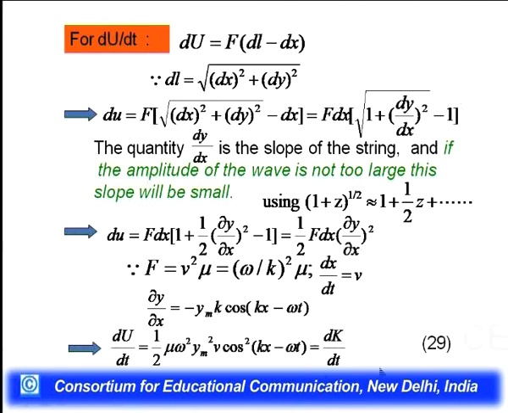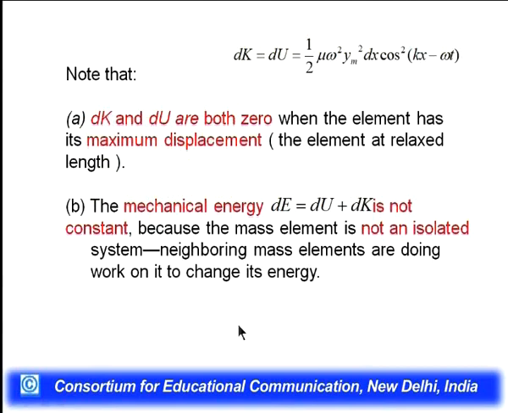This dU by dt, dK by dt is for the propagation of the wave. We have dK equal to dU equal to 1 by 2 mu omega square ym square dx cos square (kx minus omega t). Now from this equation we can note that dK and dU are both 0 when the element has the maximum displacement, meaning the element is at its relaxed length. Both the energies will be 0.